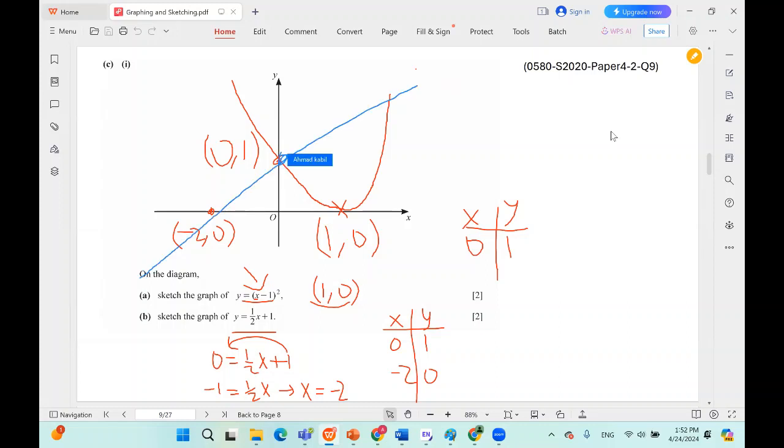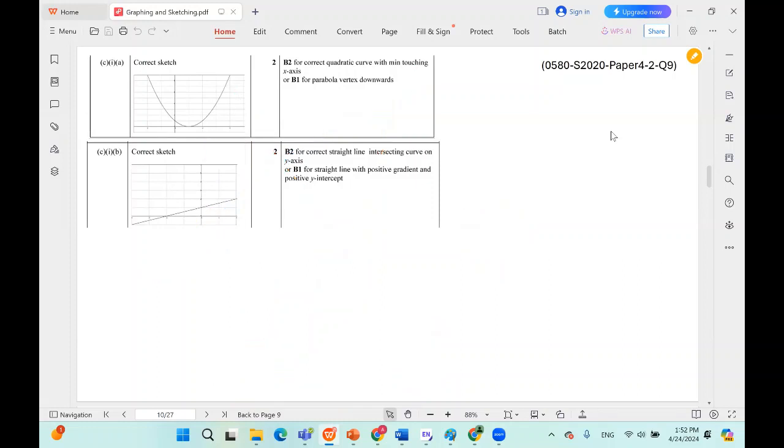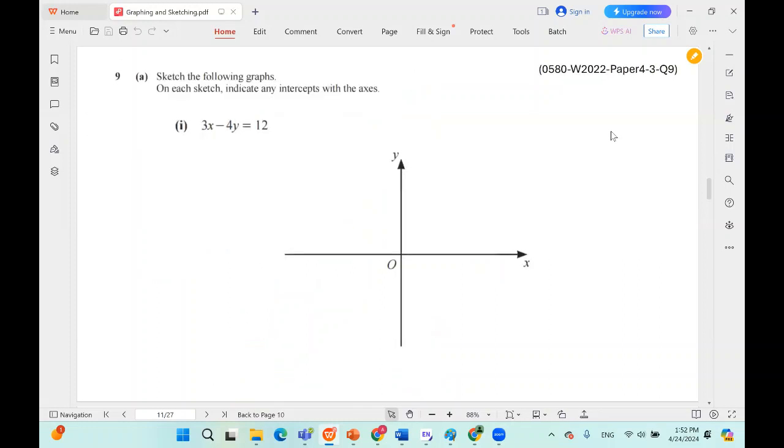So these are the points of intersection between the curve and the line. They were not asked for in this problem, but you might be asked to get the points of intersection. So these are the proper sketches here, and they should intersect on the y-axis like we did.